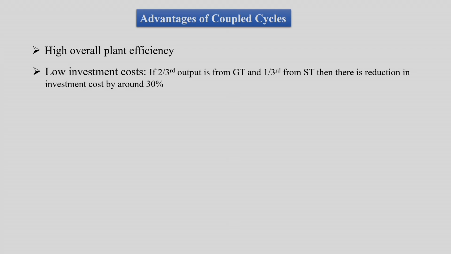Understanding this, we will note the advantages of the coupled cycle. We have seen that when two cycles are coupled, like a topping and bottoming cycle, which are binary or tertiary cycles, we have an overall efficiency higher than any single cycle. This is in particular for the gas turbine and steam turbine cycle. When we combine these two cycles, basically 2/3 of the output is from the gas turbine and 1/3 from the steam turbine, and there is a reduction in investment cost of around 30%. This is a statistical input.